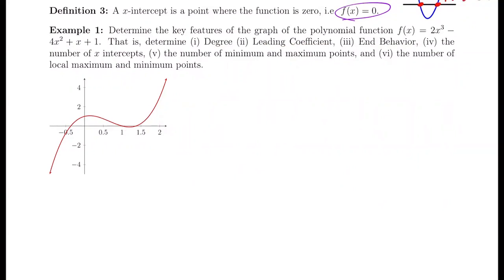So the degree here, given the function, we would see that this 3 over here would be the degree of the polynomial function. So we would say that the degree here is 3. Now the second one is the leading coefficient, which is also given by the function, and that is simply 2.